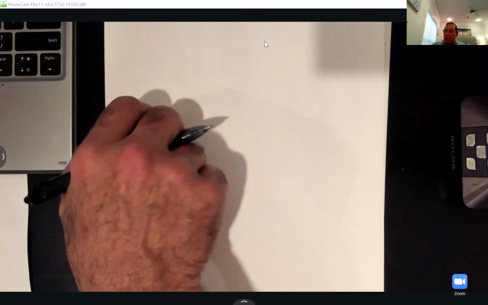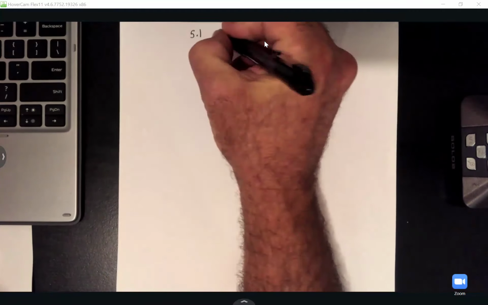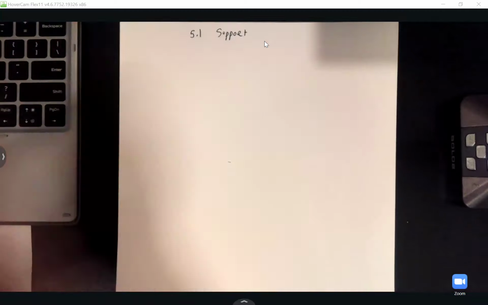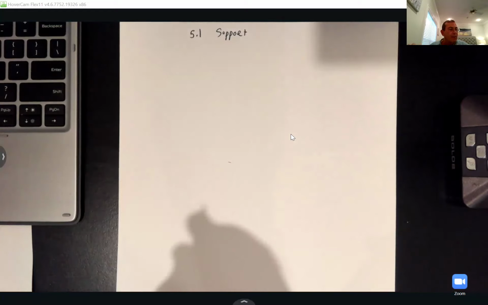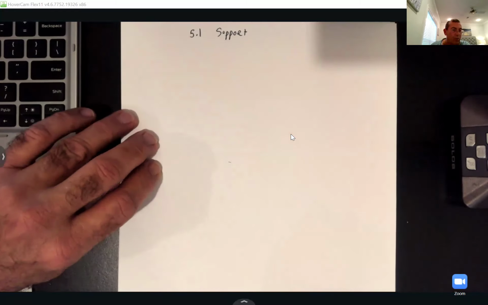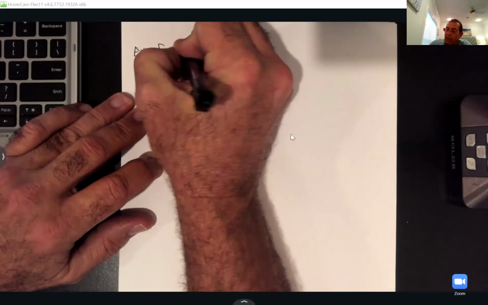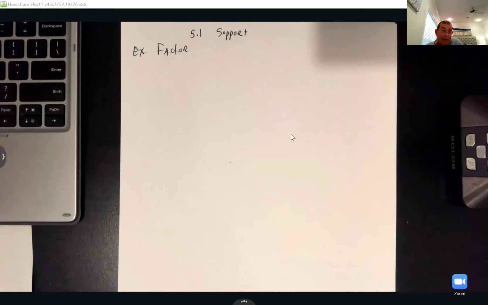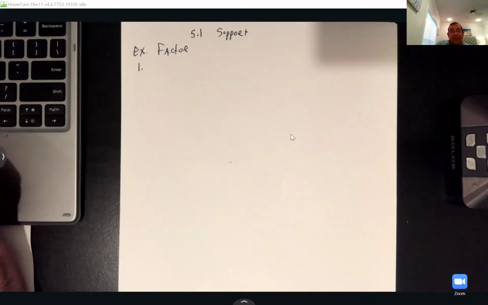All righty, y'all. So next, I'm going to do 5.1 support. All righty. So 5.1 support, all they want you to do is factor. But they're going to hit us with different types of factoring, okay? So I'm going to show you ways that I would factor some of these.